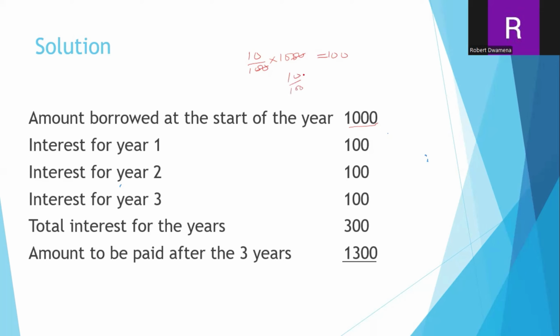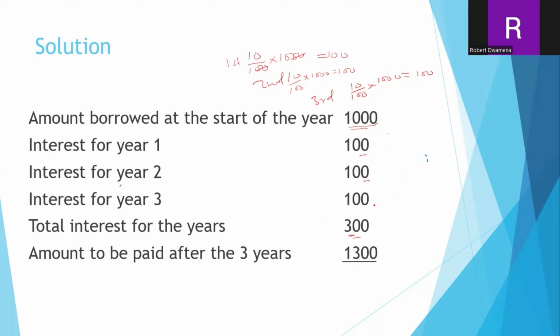That is the simple interest. The interest is always calculated on the principal only. And then to the third year, 1,000, then we get 100 cedis. So if it is for 5 years, you're still going to calculate 10% on 1,000 cedis a year. At the end of the 3 years, we are going to pay 100 cedis plus 100 cedis plus 100 cedis, and you're going to get 300 cedis. So at the end of the 3 years, we are going to have 300 cedis interest.